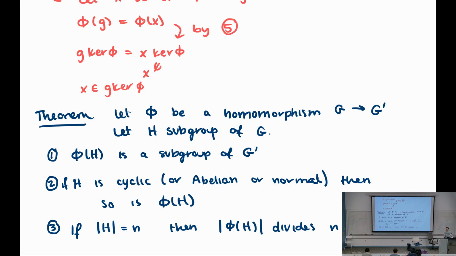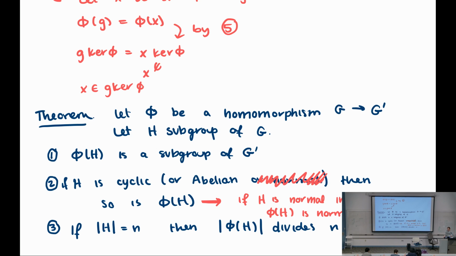Okay, so I have a typo in number 2, which I realized because I tried to prove it and it felt impossible. So for the normal case, let's delete this. For the normal case, if H is normal in G, then phi of H is normal in phi of G. Okay, so with the corrected statement, the proof is straightforward.